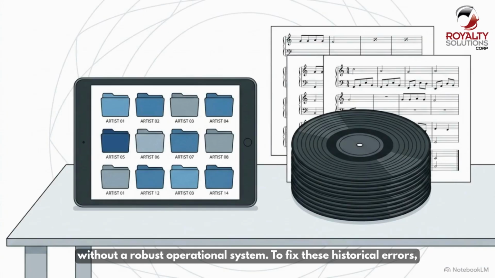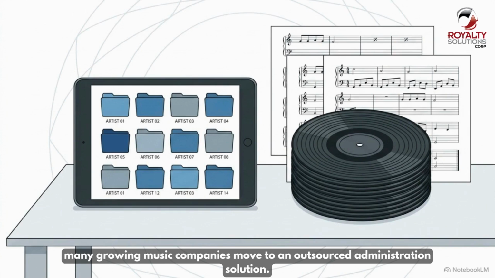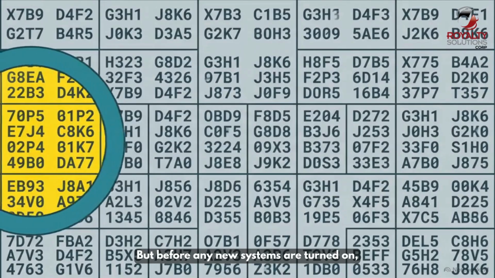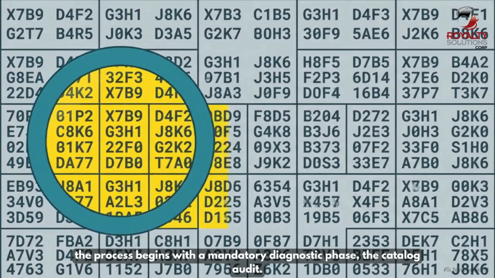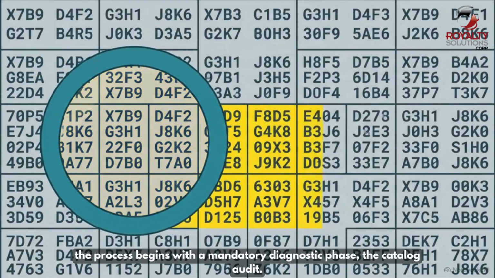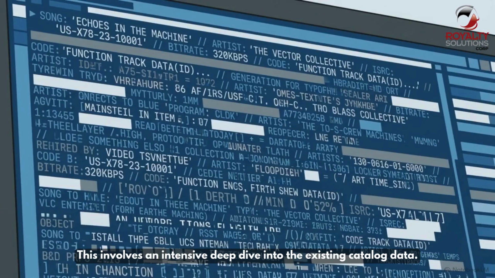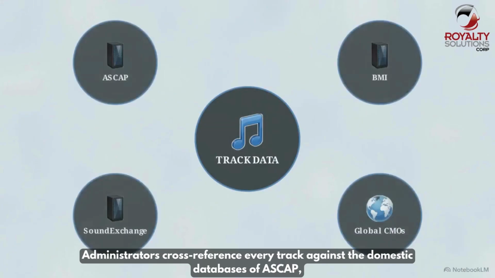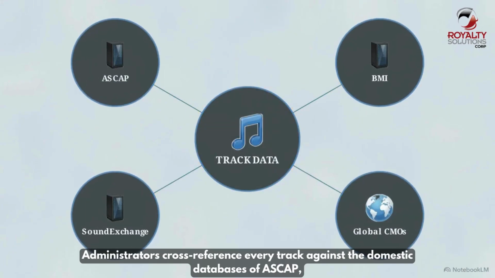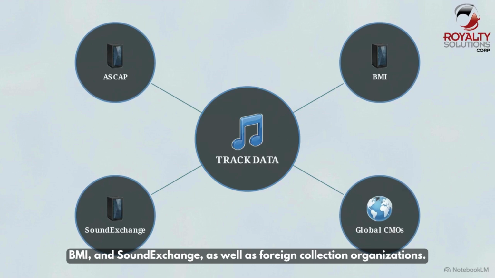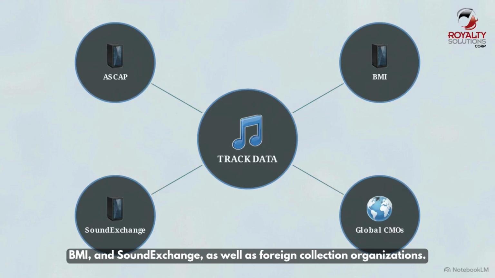To fix these historical errors, many growing music companies move to an outsourced administration solution. But before any new systems are turned on, the process begins with a mandatory diagnostic phase, the catalog audit. This involves an intensive deep dive into the existing catalog data. Administrators cross-reference every track against the domestic databases of ASCAP, BMI, and SoundExchange, as well as foreign collection organizations.